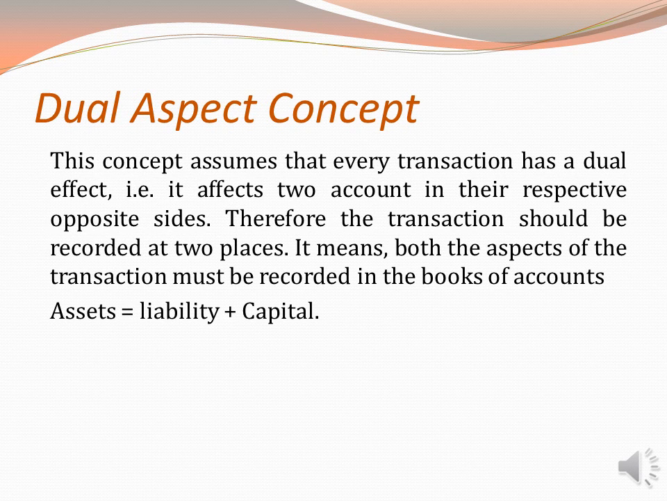Next is dual aspect concept. This concept believes that every transaction has a dual effect, that is, every transaction affects two accounts in opposite sides. In other words, for every debit, there is a credit, or both the aspects of transaction must be recorded in the books of accounts. This concept can also be explained in terms of an equation, that is, assets are always equal to liabilities plus capital.